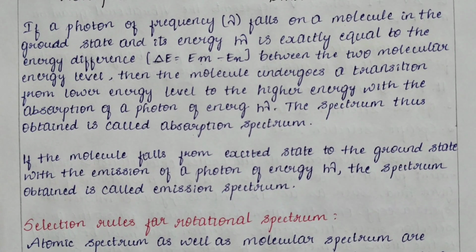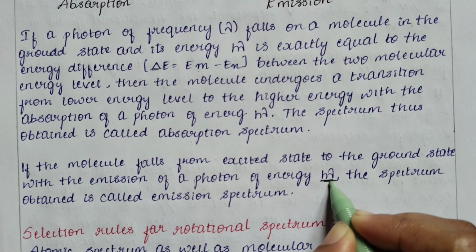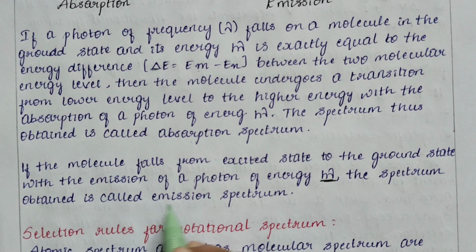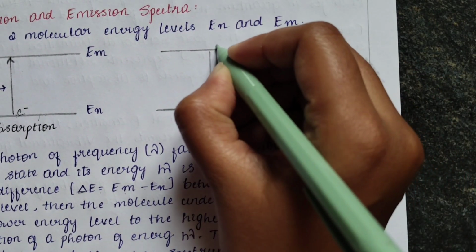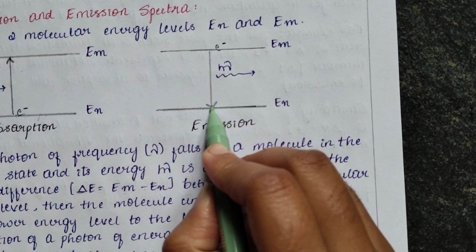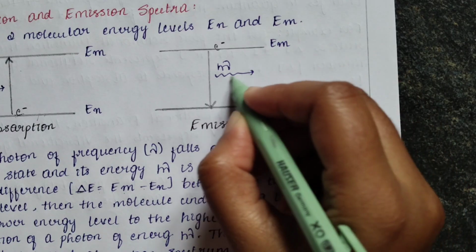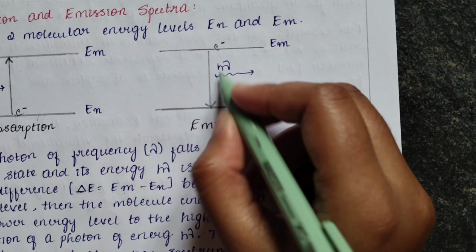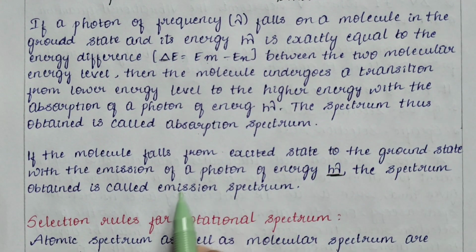Similarly, if a molecule falls from the excited state to the ground state with the emission of a photon of energy h nu, the spectrum obtained is called the emission spectrum. Here, as said earlier, if the electron from its higher energy level or excited state depromotes and falls back into its ground state En by giving out a photon with frequency nu, the spectrum obtained by this is called the emission spectrum.